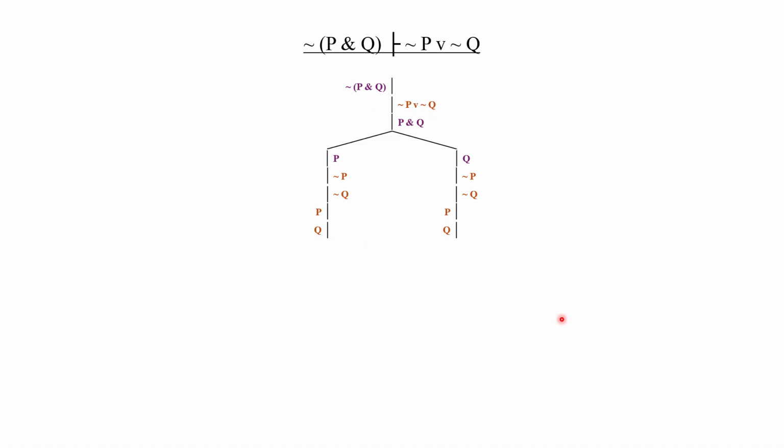Now we have to check for validity. We're going to look for instances in which we have a letter on both sides of our branches. So something on the left side, something on the right side that matches. Looking at our first branch here, we've got P's on both the left and the right, so that one will close. And then if we look over here, oh, we've got a Q on both sides of our branches, so that one will also close. So if all the branches close, that makes it valid.